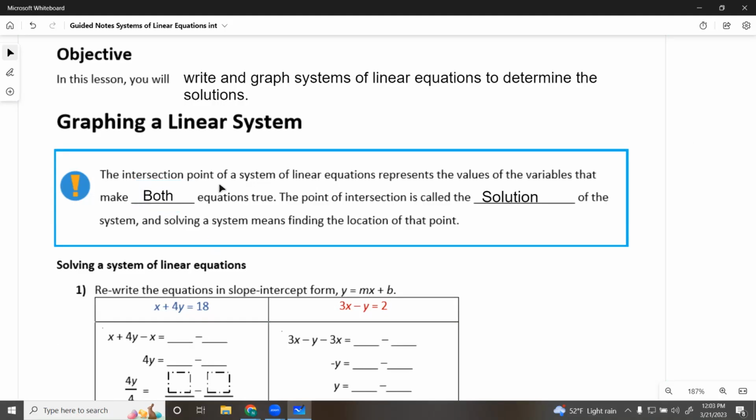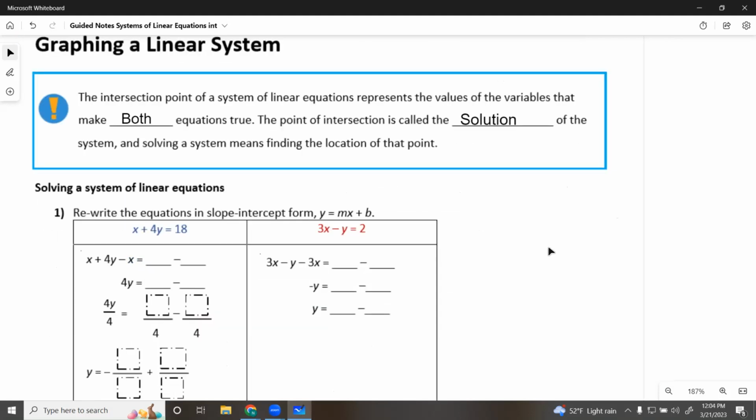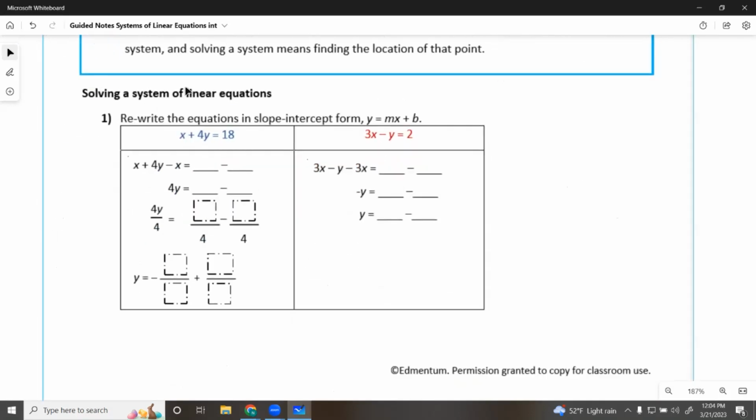So the intersection point of a system of linear equations represents the values of the variables that make both equations true. The point of intersection, that's where the lines cross, like two roads cross at an intersection, is called the solution of the system. And solving a system means finding the location of that point. So we are going to look at solving a system of linear equations.